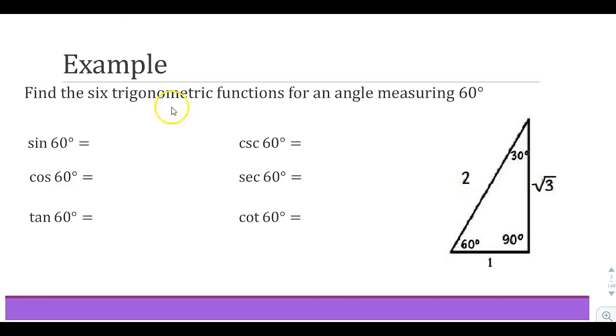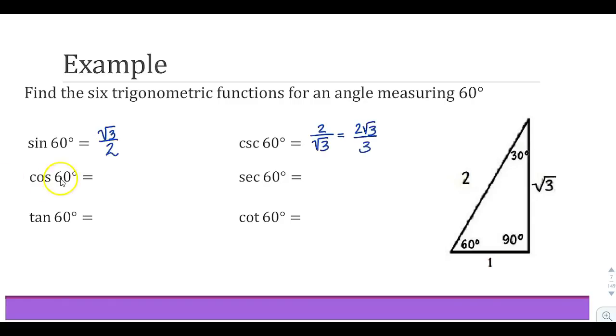In this example, find the 6 trigonometric functions for an angle measuring 60 degrees. Well, we have our triangle here with an interior angle measure of 60 degrees in a right triangle. So I can go ahead and apply SOH-CAH-TOA. So if I want sine of 60 degrees, I go opposite over hypotenuse, radical 3 over a length of 2. So sine 60 is radical 3 over 2, meaning cosecant 60 is 2 over radical 3, which is 2 radical 3 over 3.